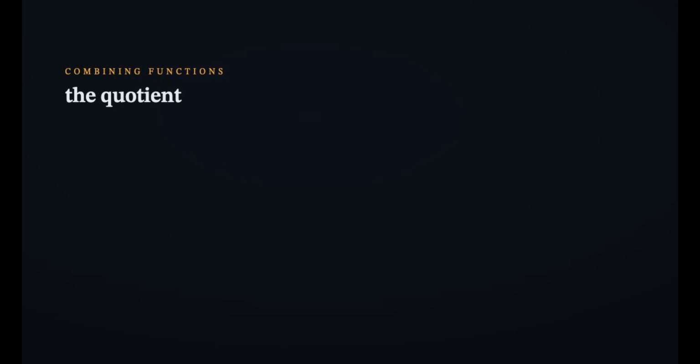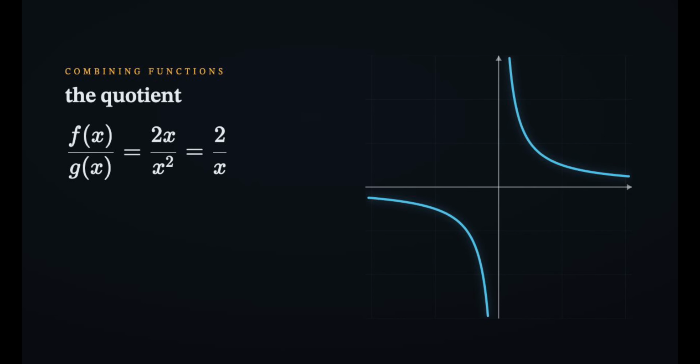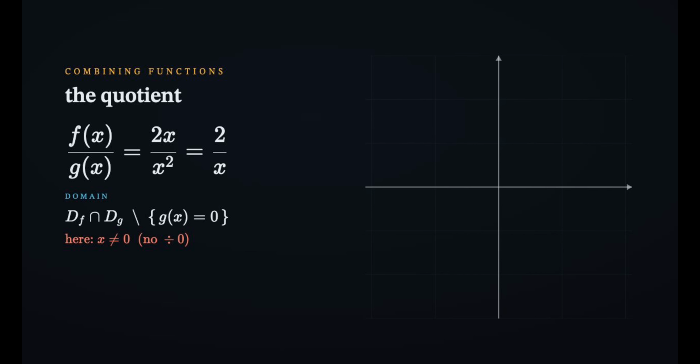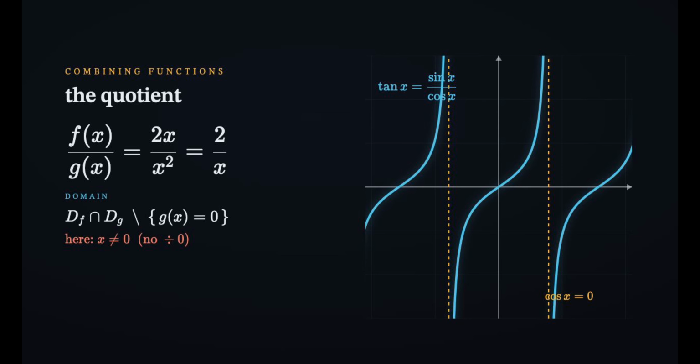Now, dividing two functions. f of x over g of x is equal to 2x over x squared. Here the domain is the intersection of the domains of f of x and g of x, minus the values of x that make g of x equal to 0, since you can't divide by 0. This can be seen quite clearly in the quotient function tan x, which is sin x over cos x. Whenever cos x is equal to 0, there is an asymptote in tan. So you can clearly see that. Even if both sin and cos allow all real x, tan x does not.